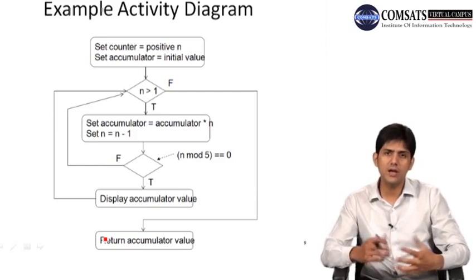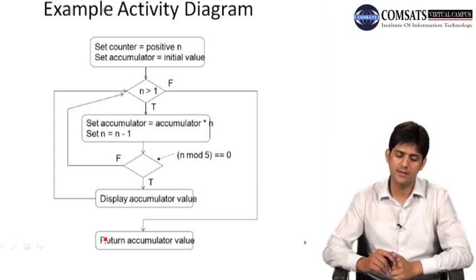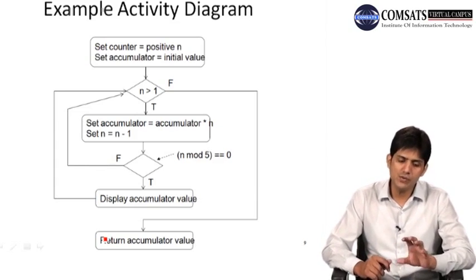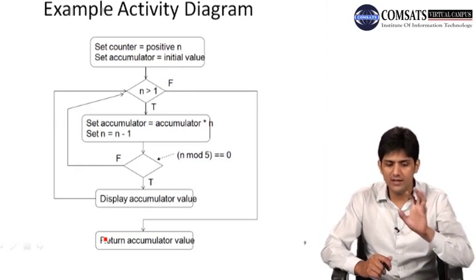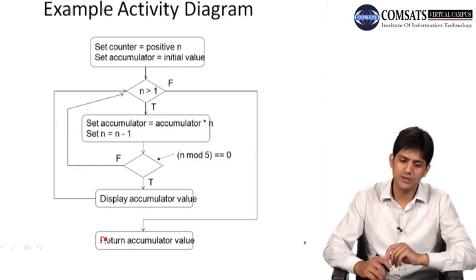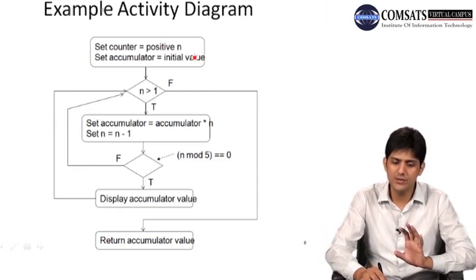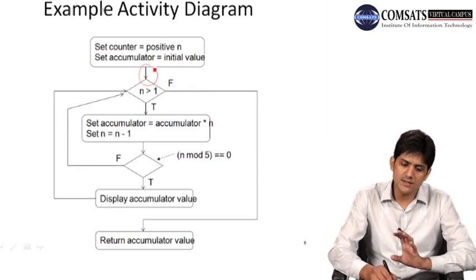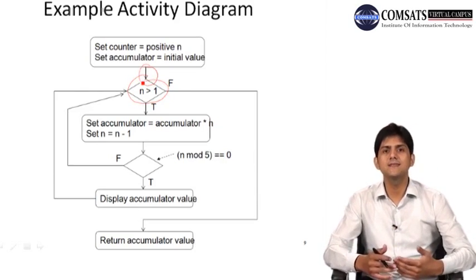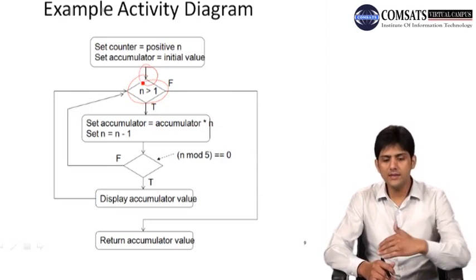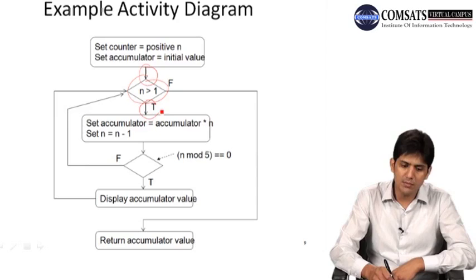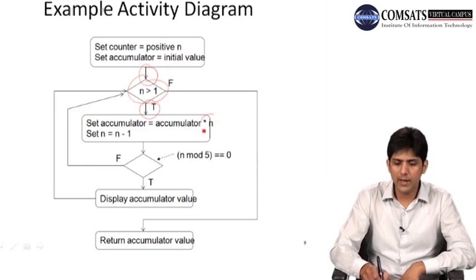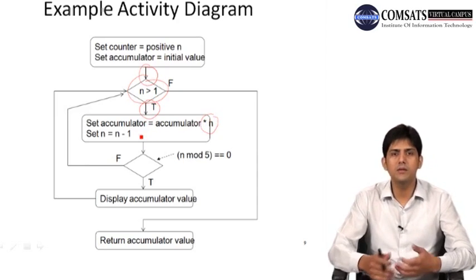So let's go through this activity diagram and see what things are there in it. First of all, we can see that the first function is that we are setting the counter equal to positive n and setting the accumulator equal to the initial value. So we have 2 variables and we are giving them some values. Then you can see a transition from here to the decision box, and this decision box has a condition that if n is greater than 1, then we multiply the accumulator by n, and we set n to n minus 1.